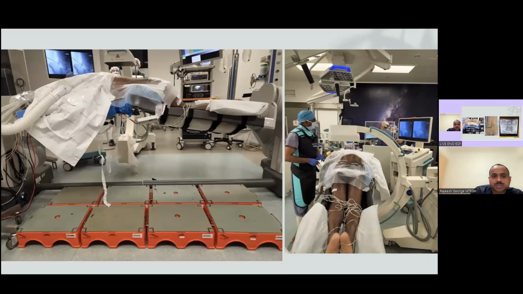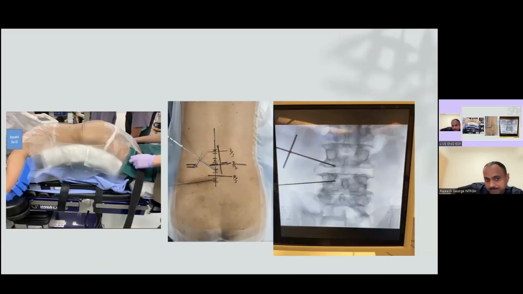We can also use the Wilson frame for flexion in case the product is not available. So this is my standard marking. I mark the midline first. Then I go on to the medial pedicle line, which is the medial border of the pedicle.